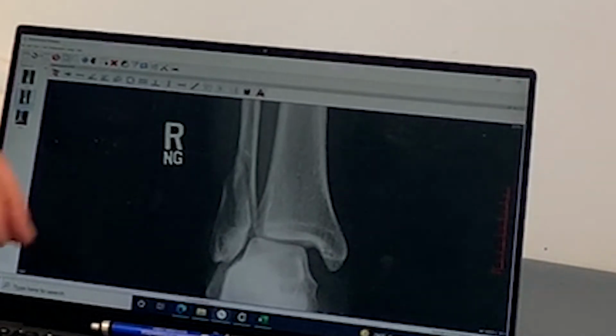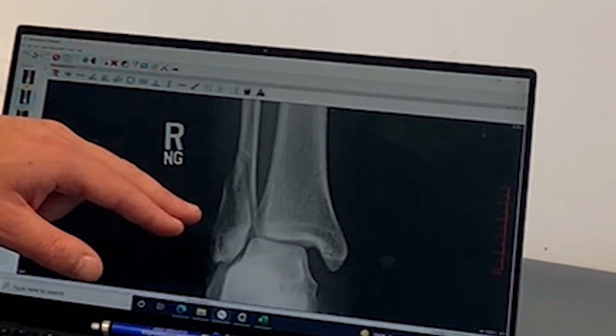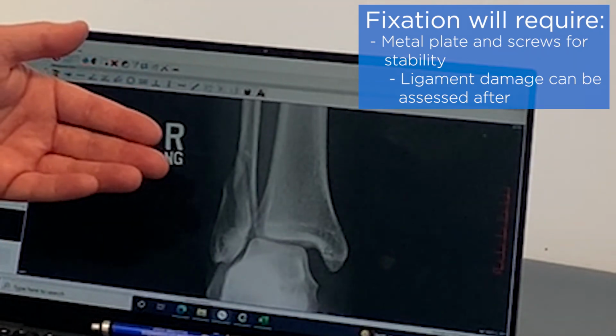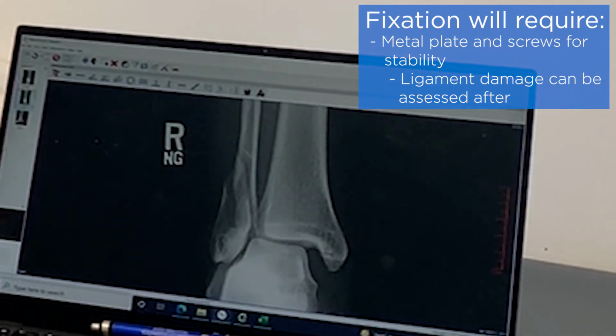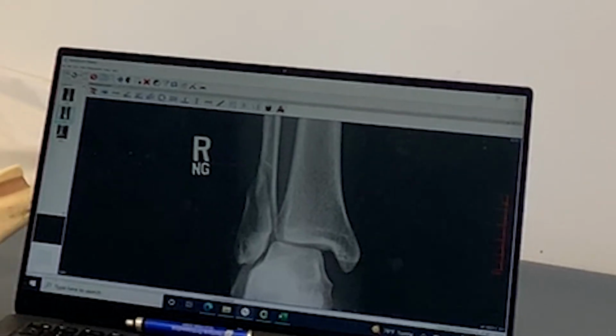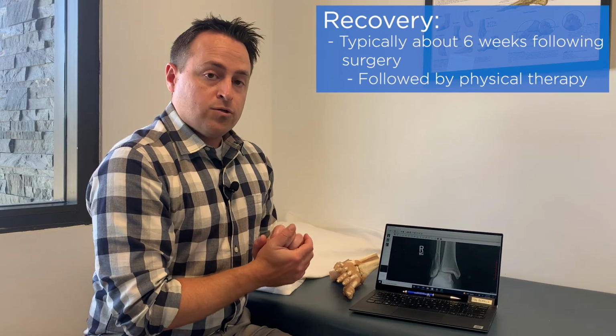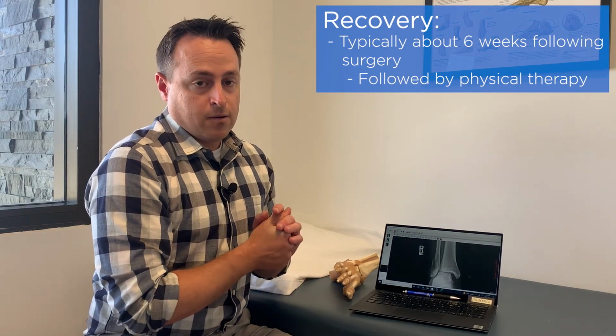Most of the time, fixation is going to require a metal plate and screws stabilizing the fibula. And once that's stabilized, we'll also assess whether the ligament damage needs to also be addressed to stabilize it. Most ankle fractures will heal in about 6 weeks following surgery. At that point, we usually start weight bearing and we start physical therapy.